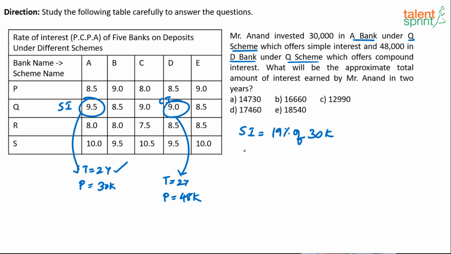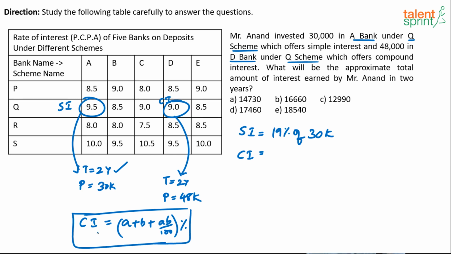We'll simplify it later. Now, what is a compound interest? In case of compound interest, the rate of interest here is 9% per annum and time period is 2 years. Now, you know that compound interest can be calculated using the effective percentage formula, which is A plus B plus AB by 100%. A is the rate of interest of first year and B is the rate of interest of the second year. So here for the first year, the rate of interest is 9%. For the second year as well, it is 9%. So what will be the compound interest? 9 plus 9 plus 9 into 9 by 100.